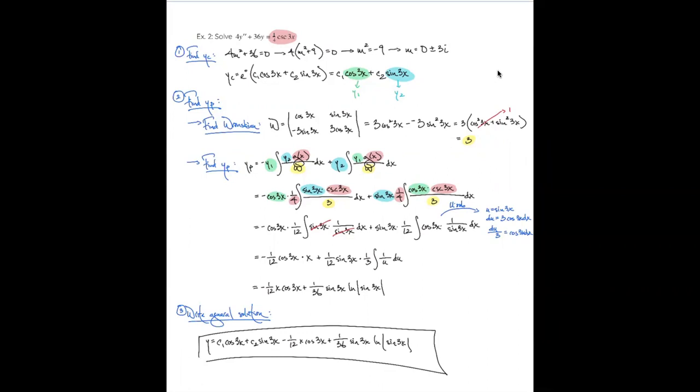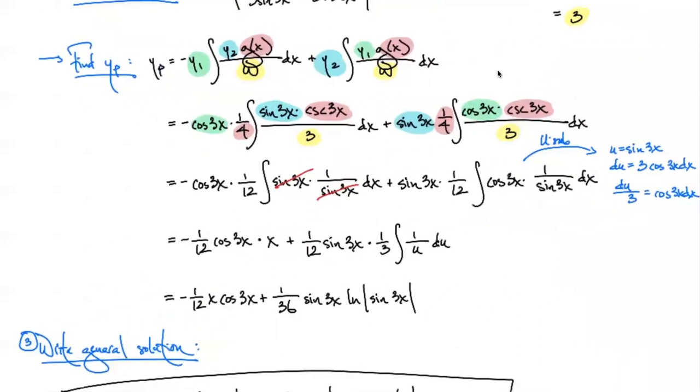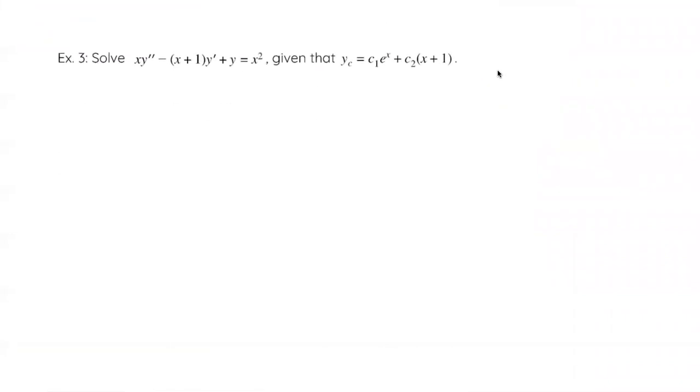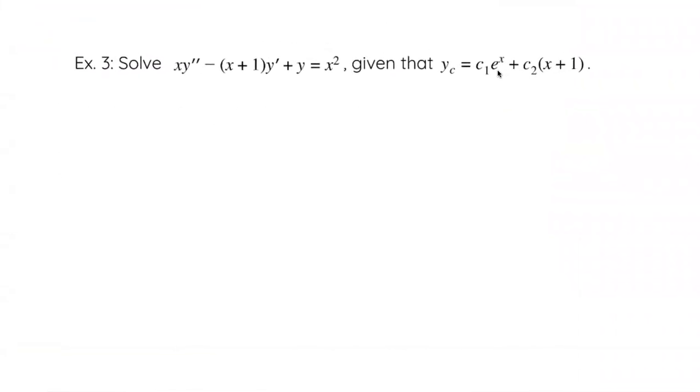Example number 3 says, solve this second order non-homogeneous differential equation. And we're actually already given our y sub c. So the work here is really in practicing to find the y sub p part.